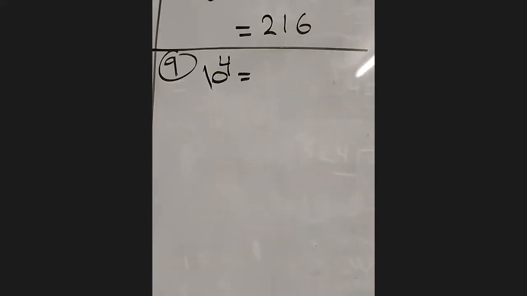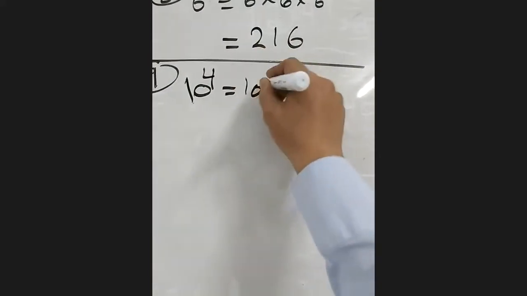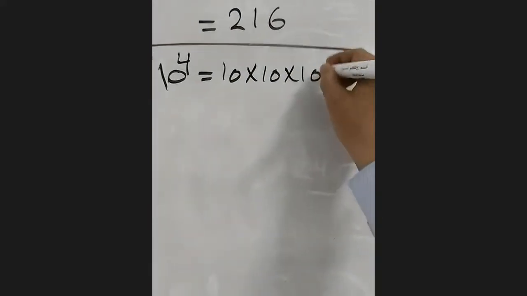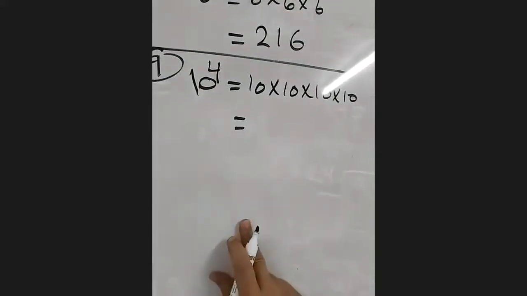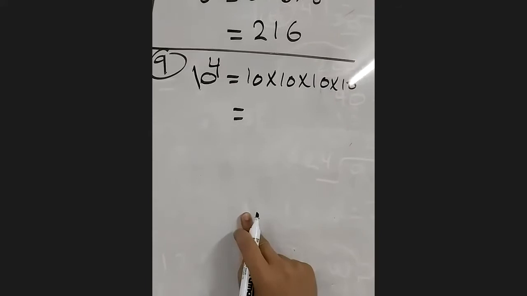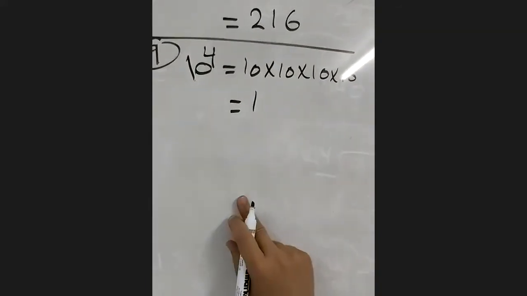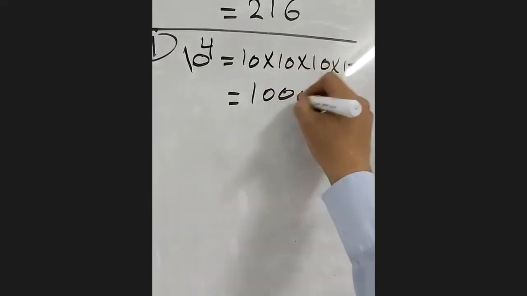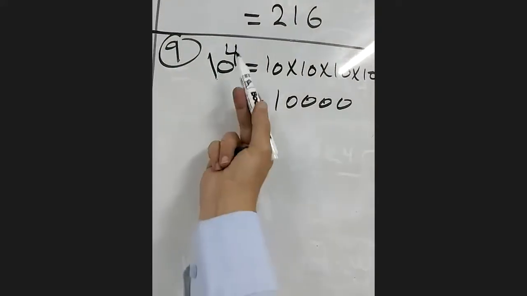We make 10 multiply 10 multiply 10 multiply 10, four times. Can you give me the answer? The answer is 1 and 4 zeros. Why 4 zeros? Because the power is 4, right? The power is 4, yeah.